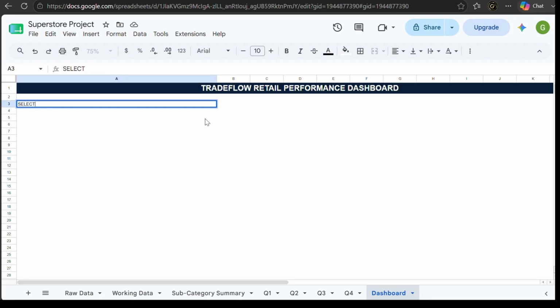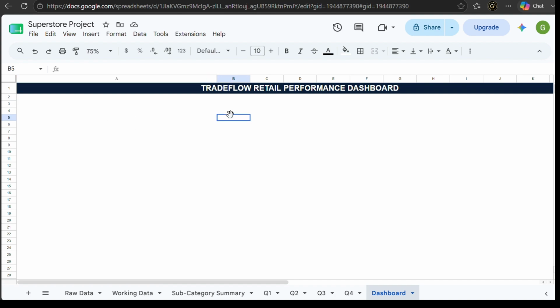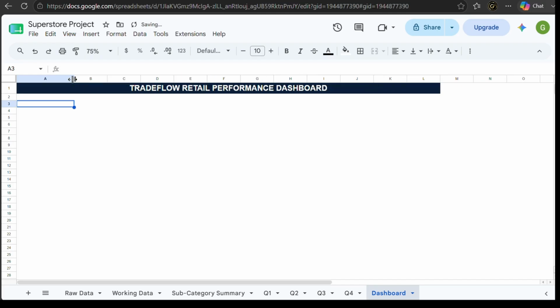Control Z. Why is this happening? Oh, sorry about that. I should not be having this. I want to bring, okay, I was going to, should we select region, select region. I think I'm just going to make this a bit smaller.